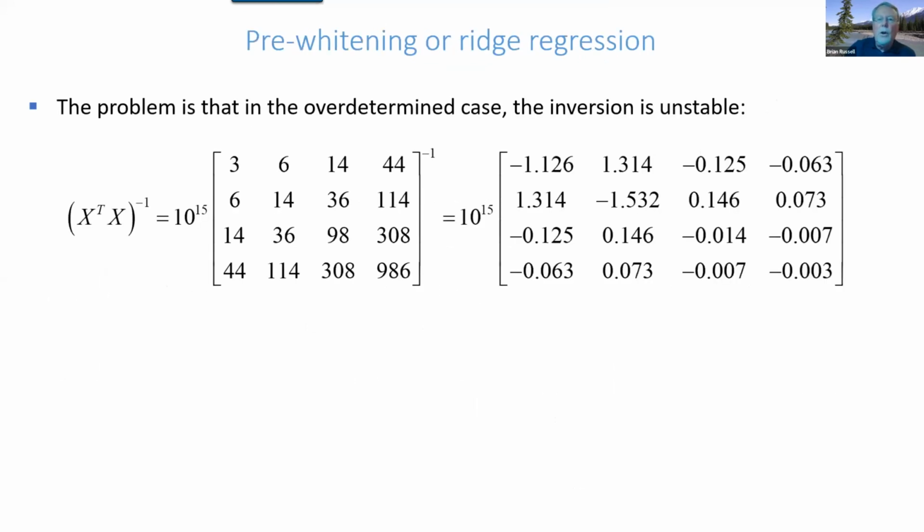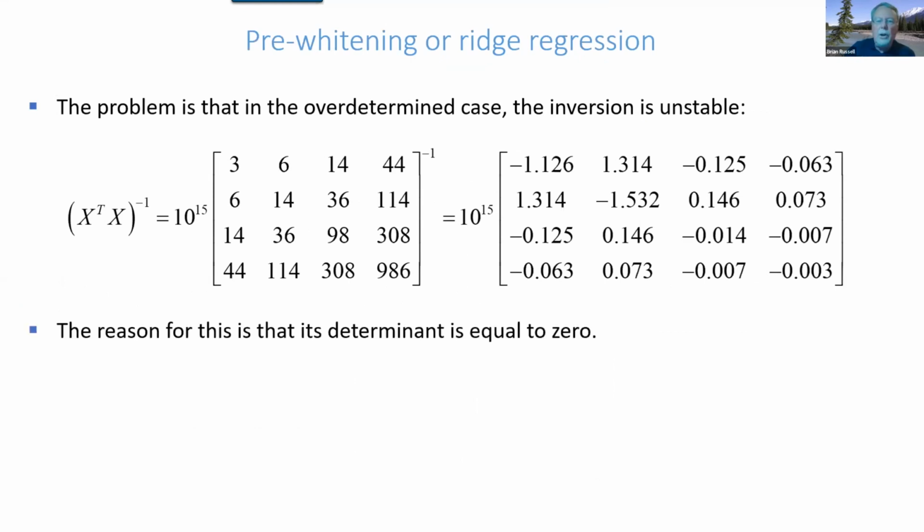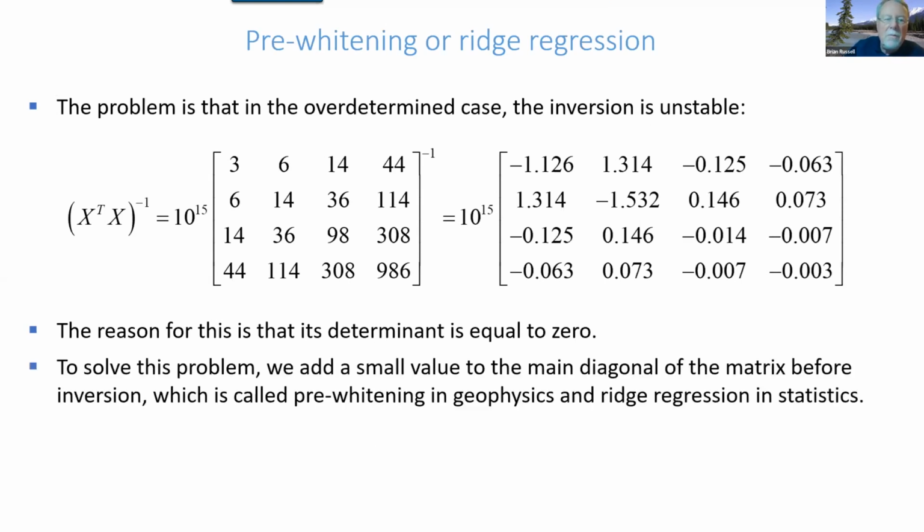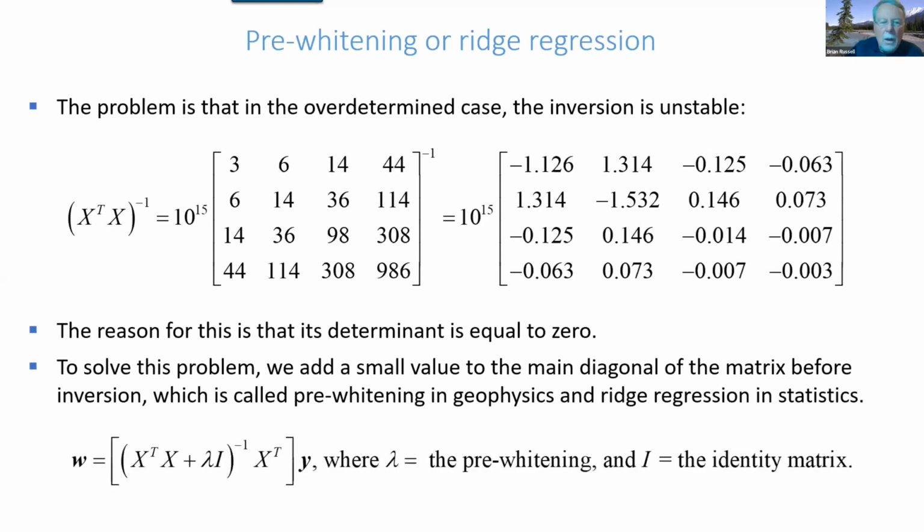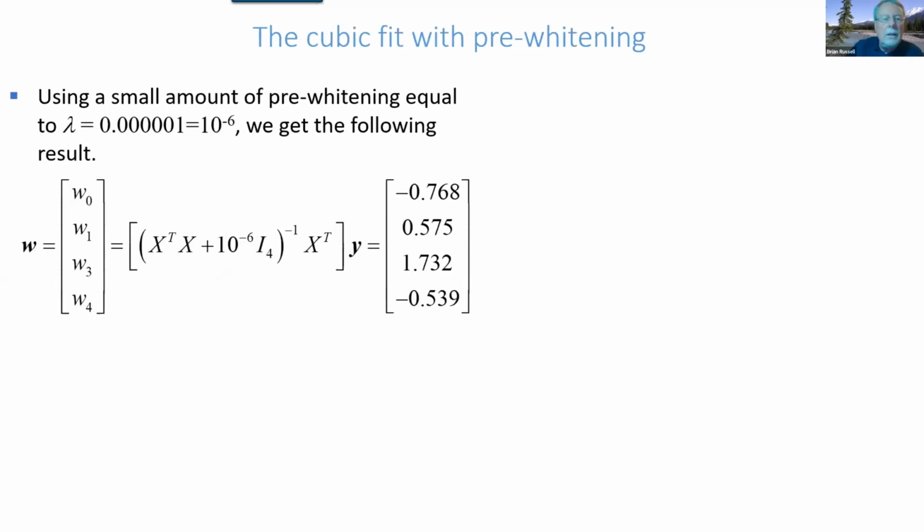The problem is in the overdetermined case, the inversion is unstable. The reason for that, the determinant is equal to 0, so you can't invert that matrix. So to solve the problem, we add a small value to the main diagonal of the matrix before inversion, which is called pre-whitening in geophysics and ridge regression in statistics. So it looks like this. You basically say X transpose X plus lambda times I, where I is the identity matrix. And by doing that, you actually solve the problem.